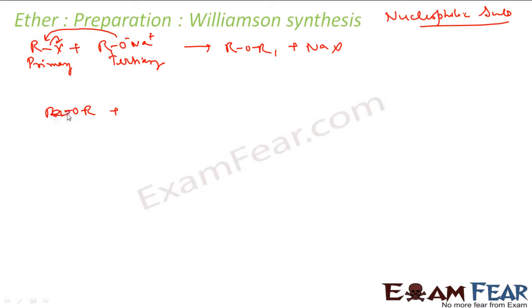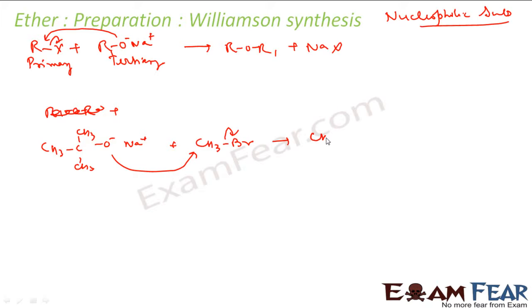So we'll take one example. CH3 C CH3 CH3 O minus Na plus. This is tertiary I took, and I took a primary alkyl halide here. So what happens is O minus will attack this, Br minus will come out. So what you get is this compound, CH3 O C(CH3)3.